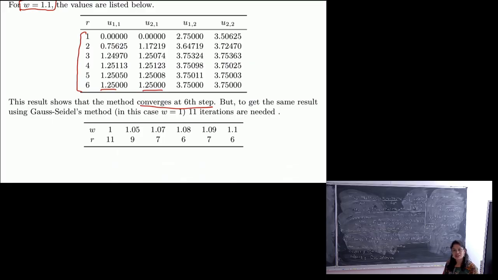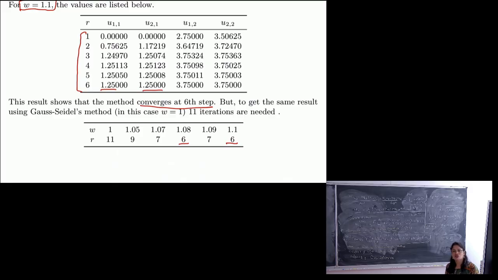Okay, so here the next table indicates how our solution converges for different values of omega. So here we are taking different values of omega: 1, 1.05, 1.07, 1.08 and 1.1. And you see if we take omega 1, what does that mean? If omega is equal to 1, that means our Gauss-Seidel method. So we are getting our solution in 11 iterations. So even if I take omega as 1.08 or if I take 1.1, I will get a solution in just 6 iterations.